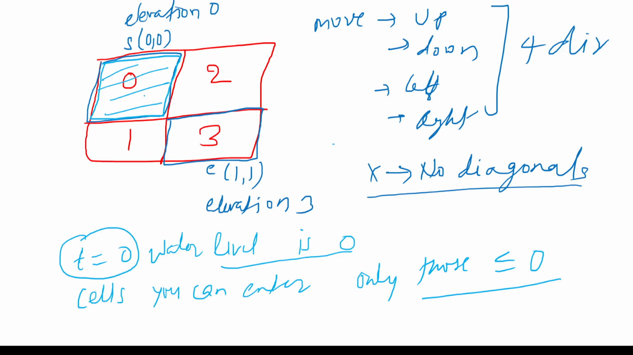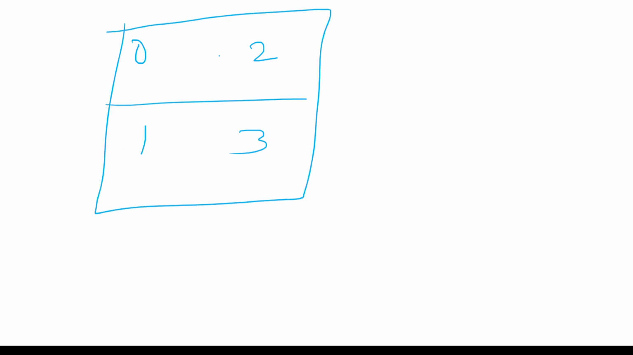Let's talk about when we move to the next step. Very first it was 0, 0, 0, 2 and 1, 3. Let's go to 0, 2, 1, 3. This is what we have been given.